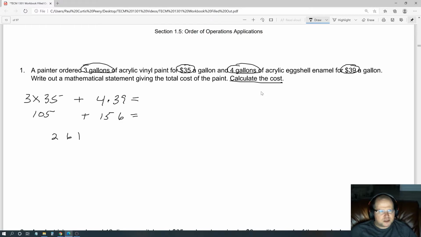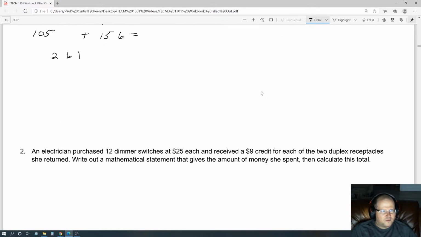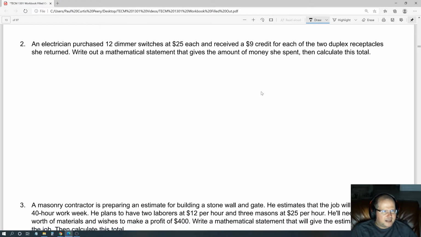So we wrote the original equation, the mathematical statement for the total cost of the paint, and then we calculated the cost, so that should be it for that one. Okay, and hopefully that makes sense. You're probably not used to writing it out, but you are probably used to doing that. If you go over your grocery bill, that's the way you would do it, right? 3 apples plus 6 pears: 3 apples times the cost per apple plus 6 pears times the cost per pear. It's just the way that works if you were going to the store and buying things.